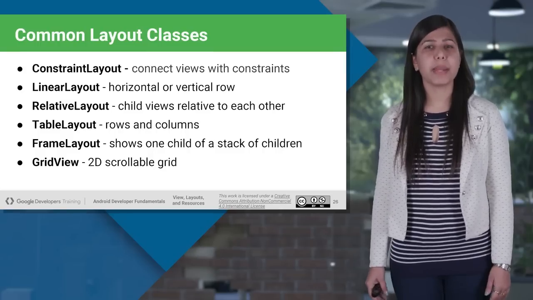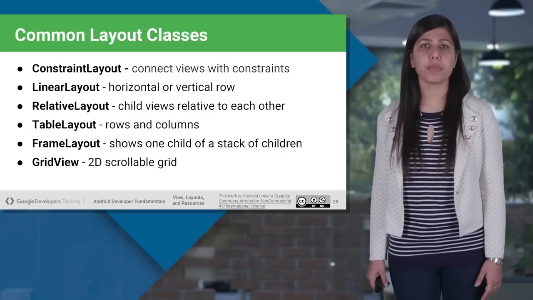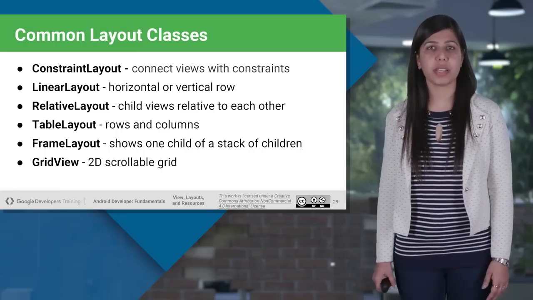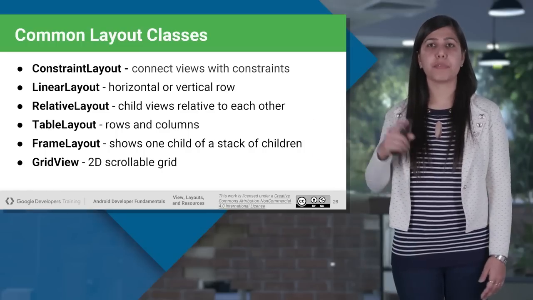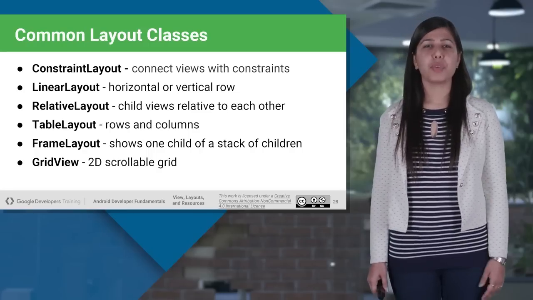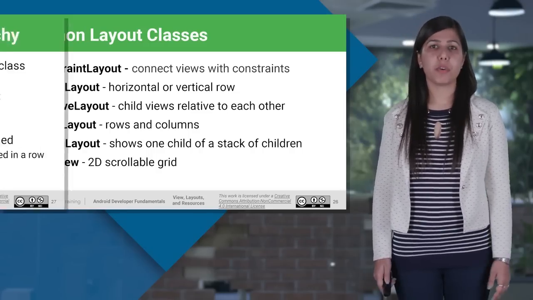Next, we have the frame layout. To show the views inside it, we use frame layout, like the example of an image gallery. We swipe right and left to see the views inside a frame. We have a grid view, which contains 2-dimensional views in a grid format.